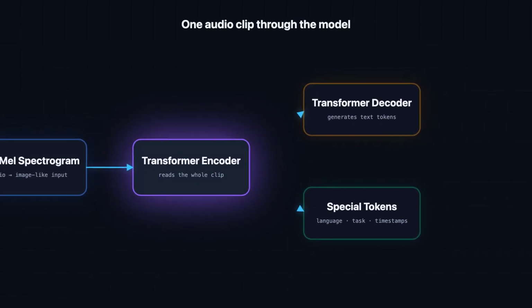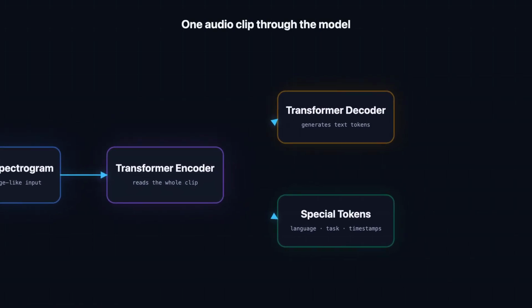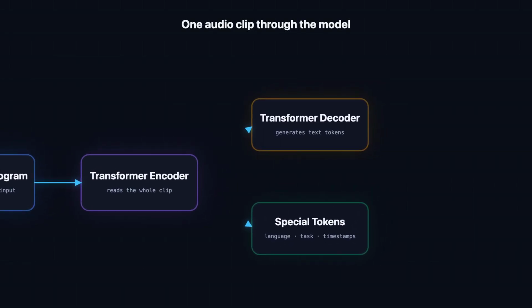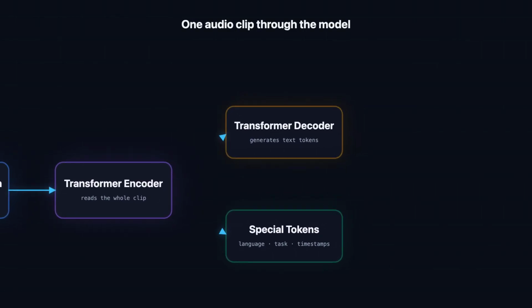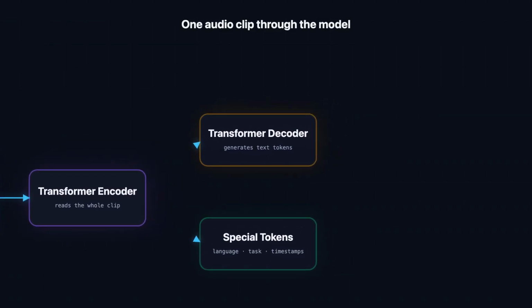That spectrogram feeds into a fairly standard transformer encoder. It reads the whole clip and builds a rich internal representation of what was said, capturing the acoustic content in a form the next stage can generate text from. Nothing exotic here, just a solid encoder.